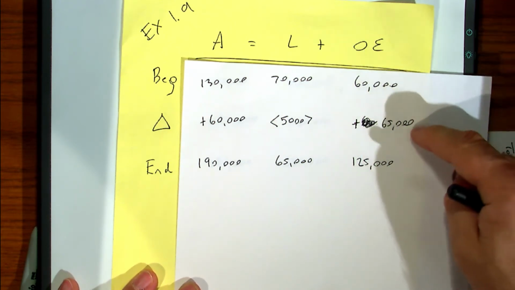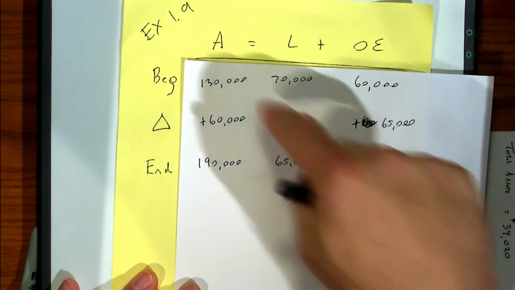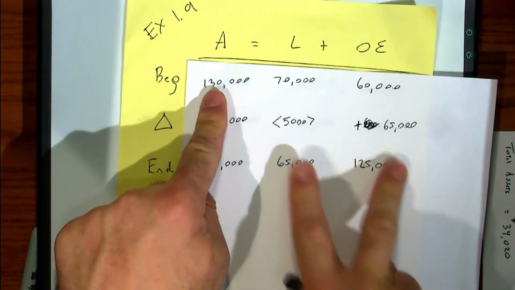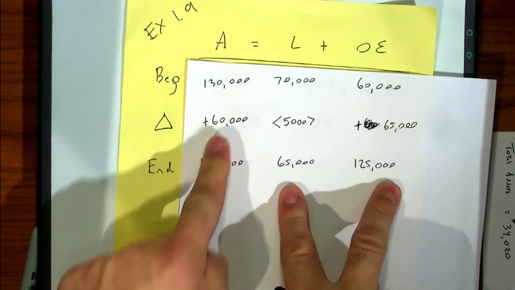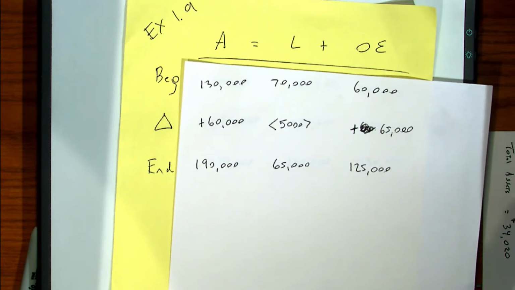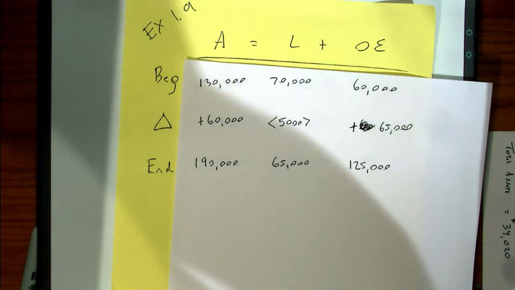So that plus that equals that. That minus that equals that. That plus that equals that. These two equal that. These two equal that. These two equal that. Is that correct? Okay. Does that kind of help you?